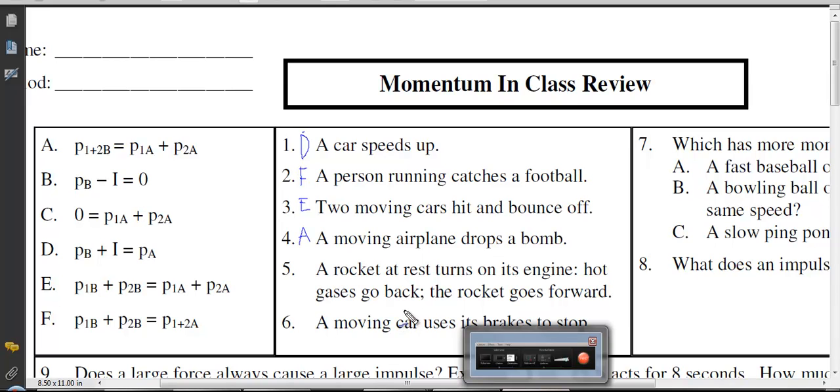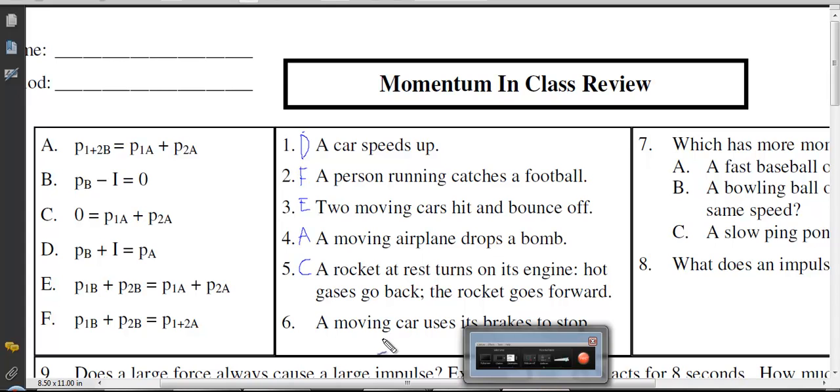A rocket at rest turns on its engine, hot gases go back, and the rocket goes forward. So this would be where initially it's at rest, so there is no momentum. Gases go one way, rocket goes back, momentum has to be conserved because initially there was 0. So C would be the correct answer here.